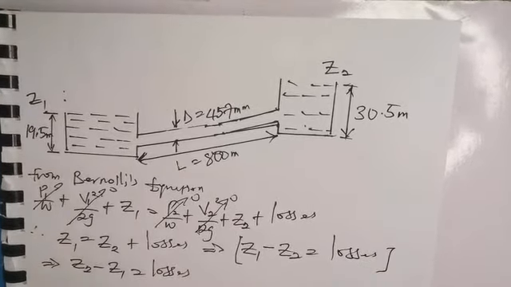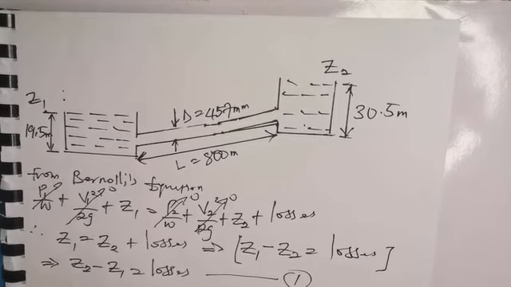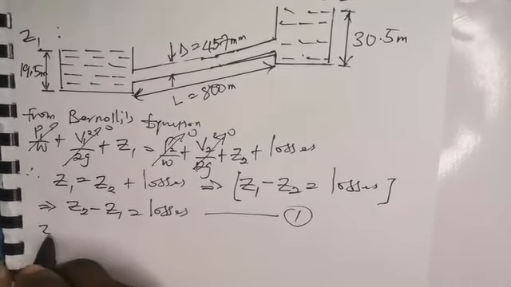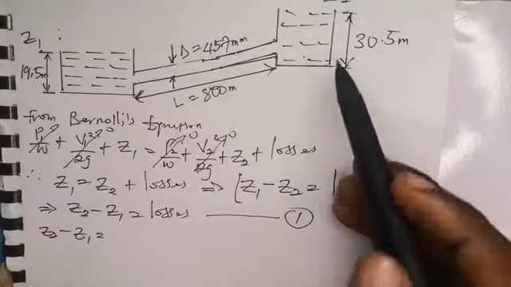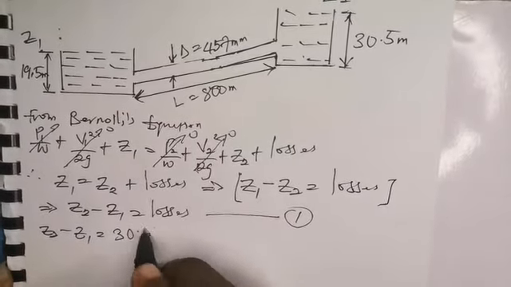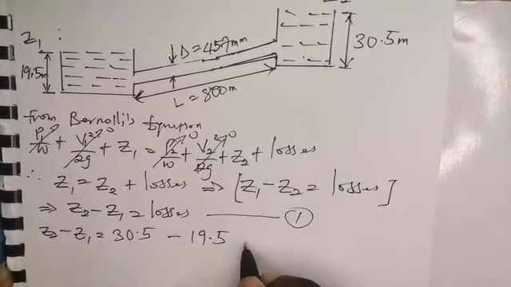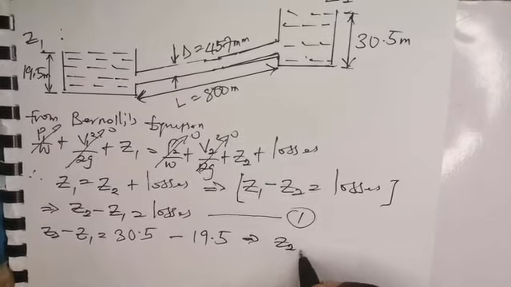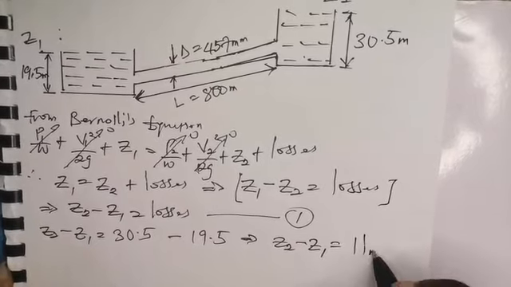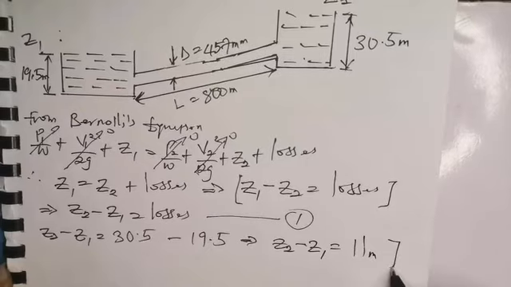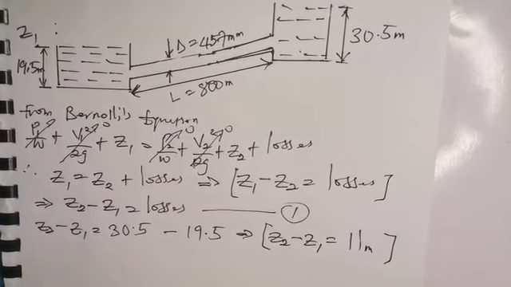Now, what are the losses? Call this equation 1, where Z2 minus Z1 can be found. Z2 minus Z1 is equal to the height difference. The height level in the second tank is 30.5 minus the height in the first tank, 19.5. So if you do this, you obtain Z2 minus Z1 to simply be 11 meters. So this is the potential head, 11 meters. So having found this, next is to find losses.